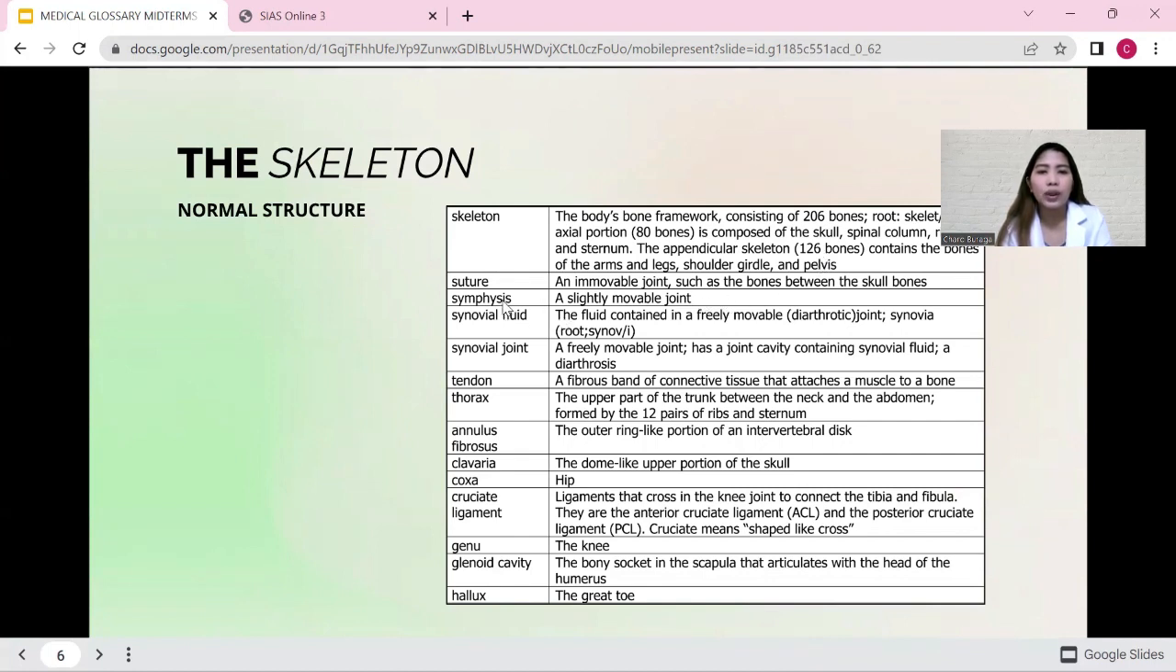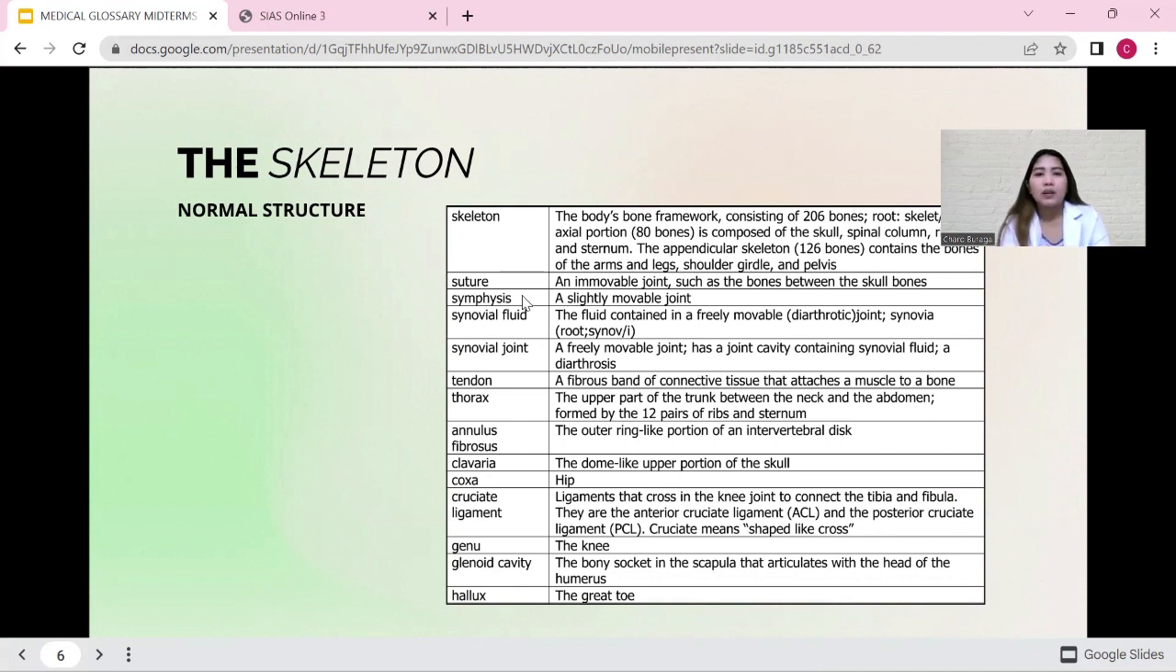So suture, an immovable joint such as between the skull bones. So dito sa bone dito sa skull, meron makikita kang parang suture dyan. So yung mga suture na yan, para siyang crack pero hindi siya crack. Suture ang tawag doon.